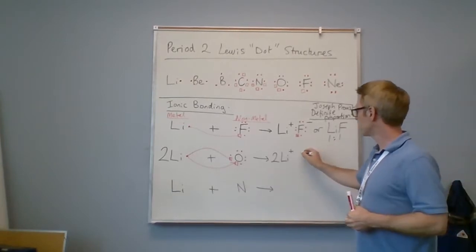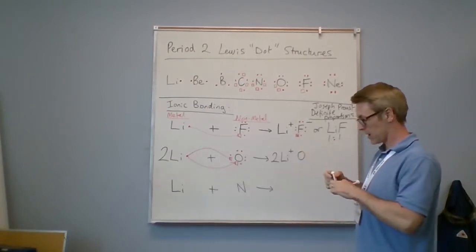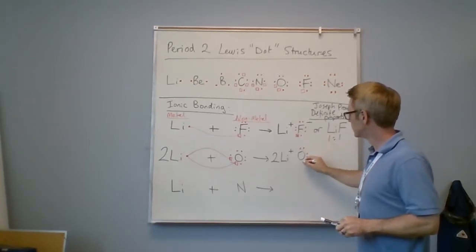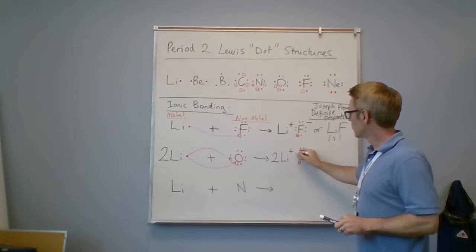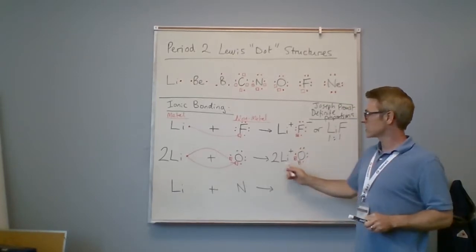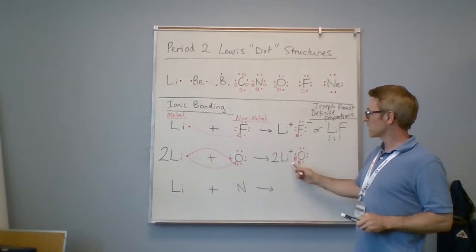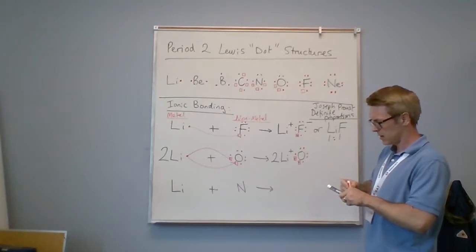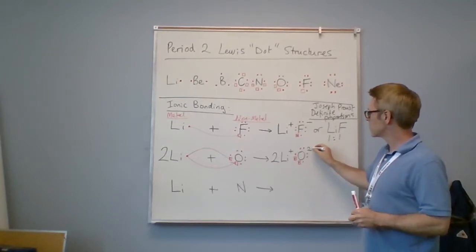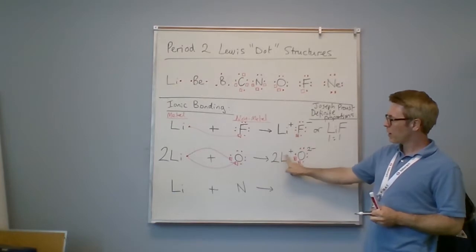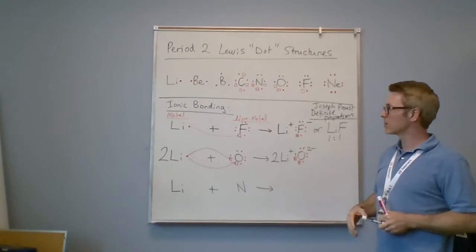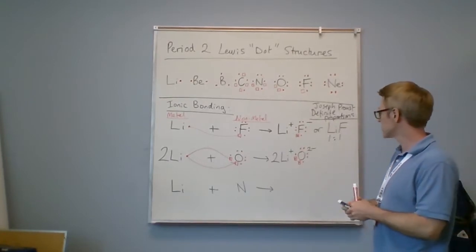And oxygen now has its original 6 valence electrons plus the 2 electrons it acquired from 2 lithiums. So one of these electrons came from one lithium. The second electron came from the second lithium. Because oxygen picked up 2 electrons, it acquires 2 negative charges. So we have 2 positive charges and 2 negative charges. So the ionic compound is electrically neutral. Ionic compounds must always be electrically neutral.